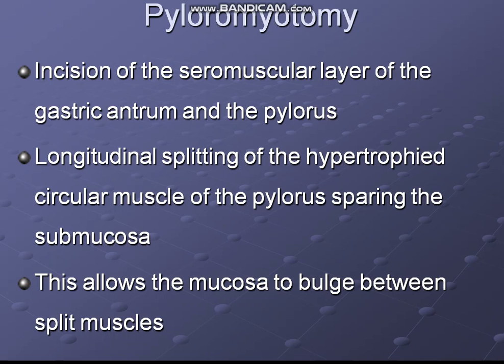So pyloromyotomy നമ്മൾ ചെയ്യുക, an incision is made into the seromuscular layer of the gastric antrum and the circular muscles of the pylorus. Your incision ഇട്ട ശേഷം we will longitudinally split the hypertrophied muscles of the pylorus. The submucosa is spared and finally after surgery the submucosa will enlarge or will bulge between the split muscles.